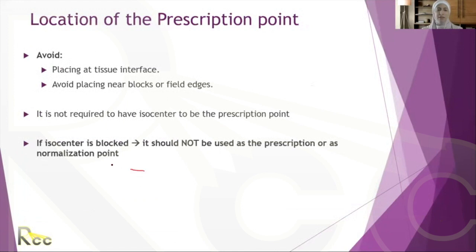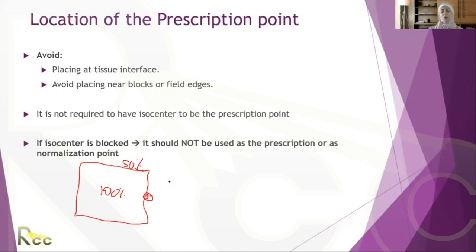The reason is, here's my beam. I don't care where the isocenter is. Beam edge, by definition, is 50% of your dose in the beam center. So if the dose in the beam center is 100%, of whatever value, I don't care, beam edge is always 50%. So whether the isocenter is here, or somewhere in the middle, never, never, never please prescribe or put a point or normalize to the beam edge.